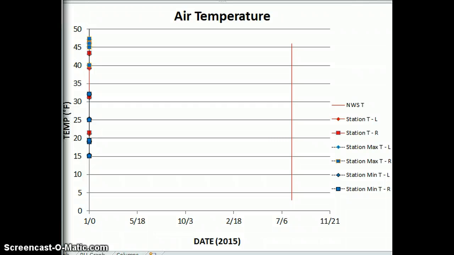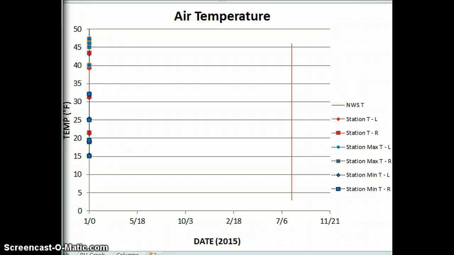The maximum temperature on the left was 45.2 degrees Fahrenheit, 7.3 degrees Celsius, and the maximum right temperature was 45.1 degrees Fahrenheit and 7.2 degrees Celsius. The minimum left temperature was 19.2 degrees Fahrenheit and negative 7.1 degrees Celsius, and the minimum right temperature was 19.4 degrees Fahrenheit and negative 7 degrees Celsius.